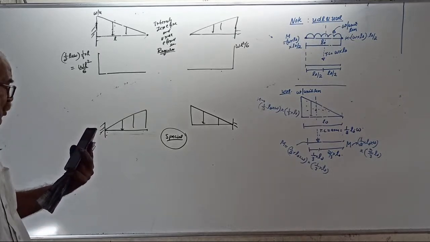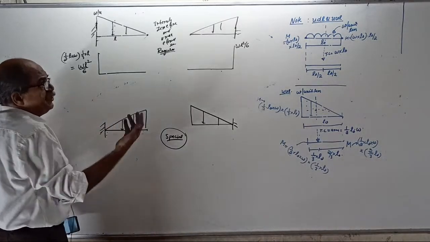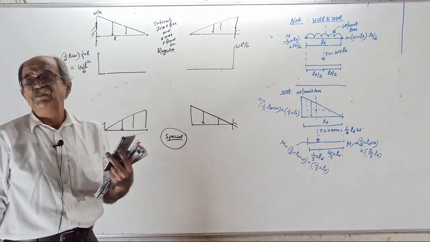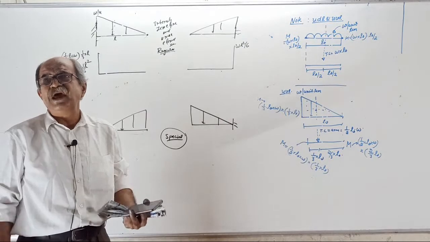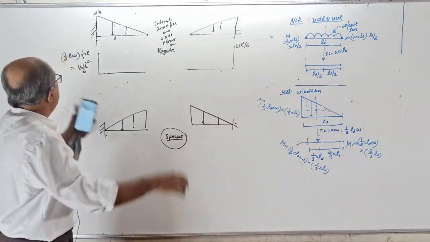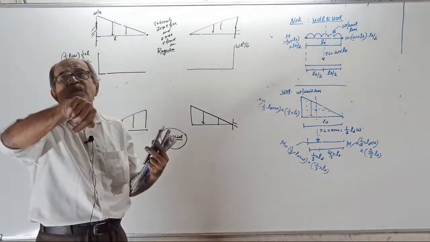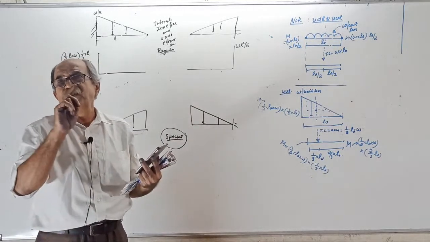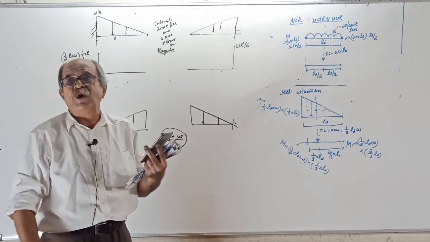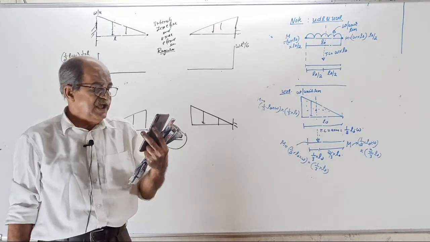WL cube? How would WL cube come? WL cube will not come for UDL or UVL. Impossible. It is WL square. For UDL or UVL, WL square only. If you take a section XX, there WX cube by L will come. Finally, when you put X equal to L, L cube by L, BM will come as L square only. For distributed load, BM always comes as L square. It cannot come as L cube.